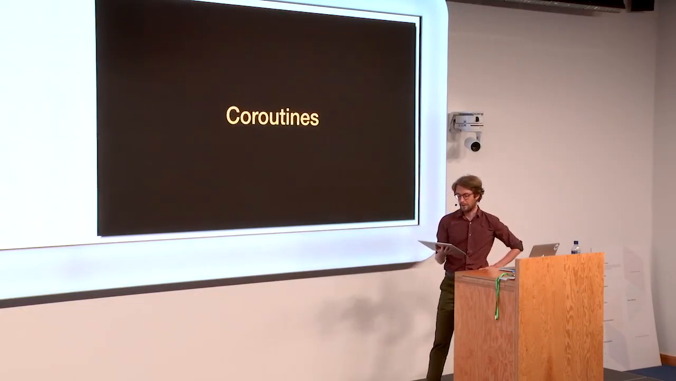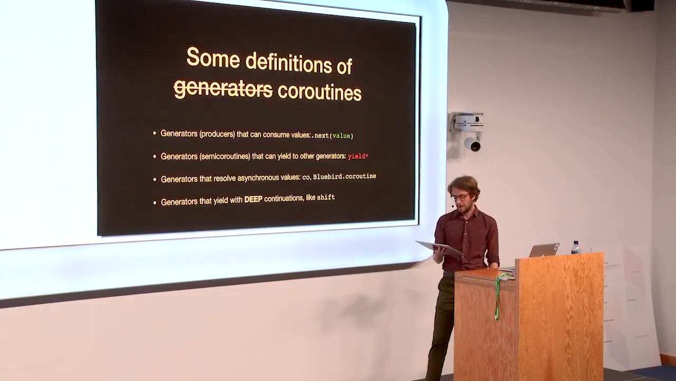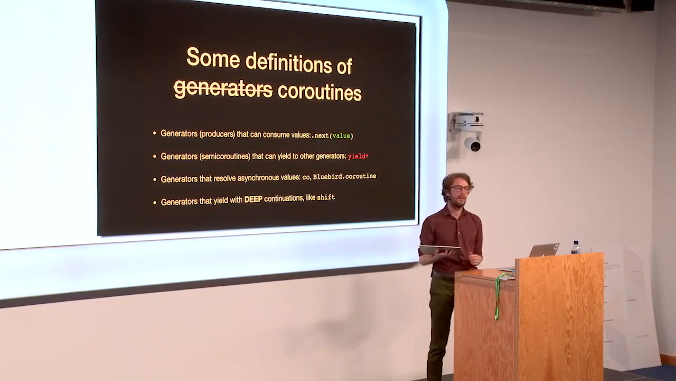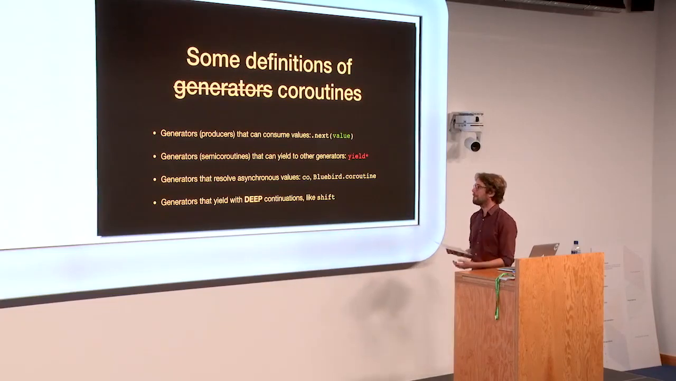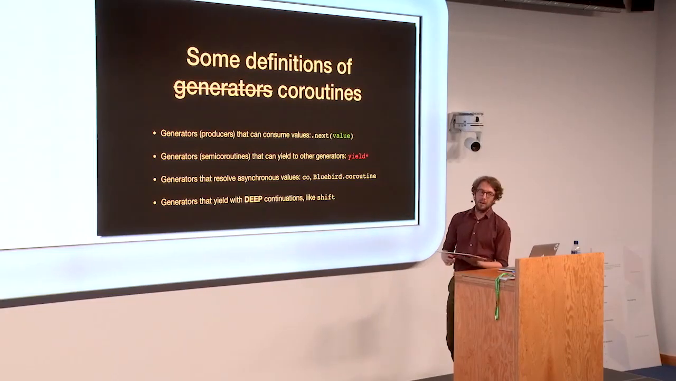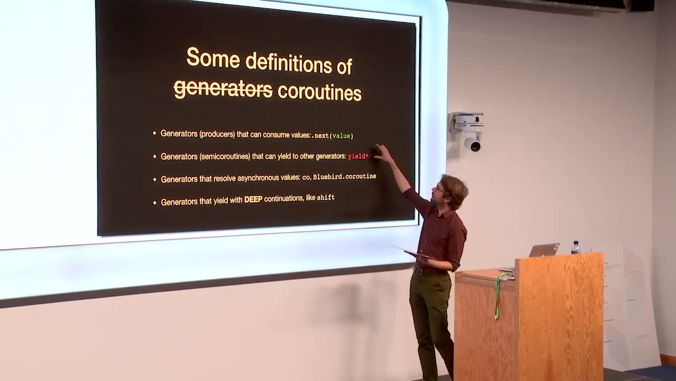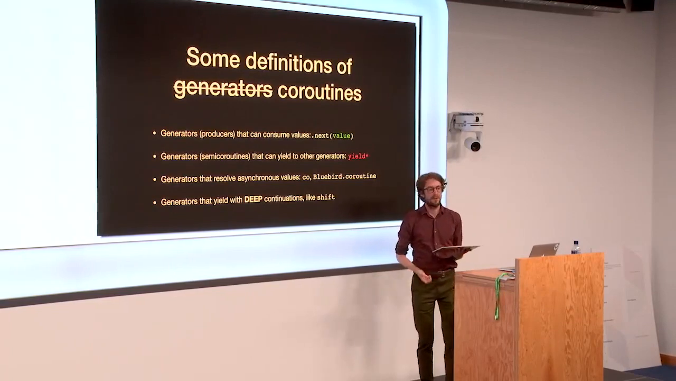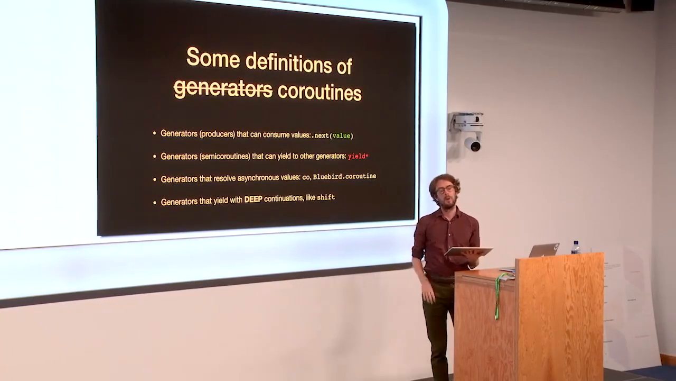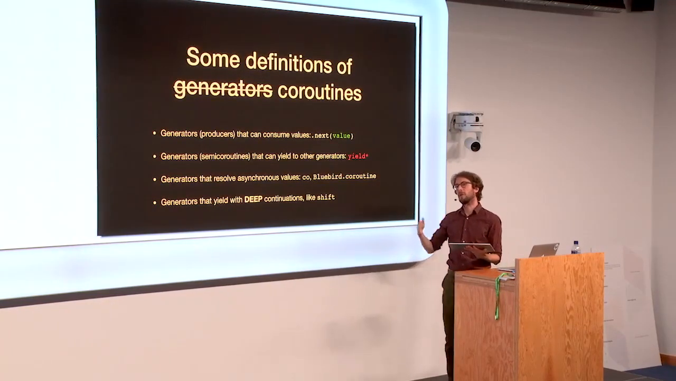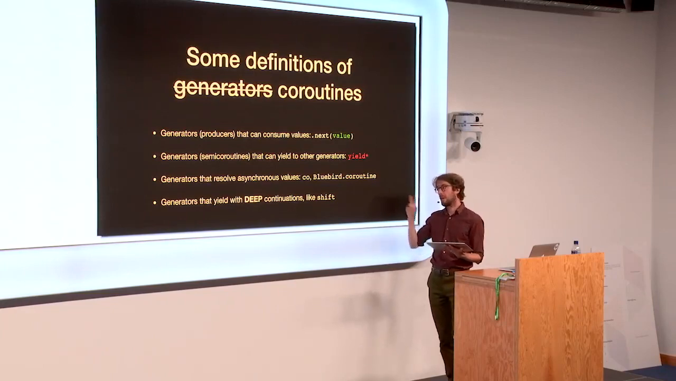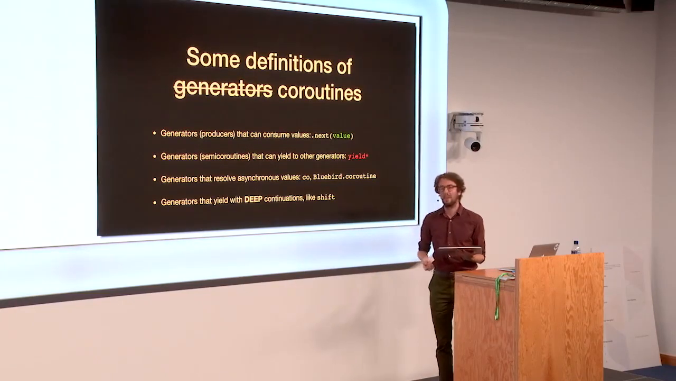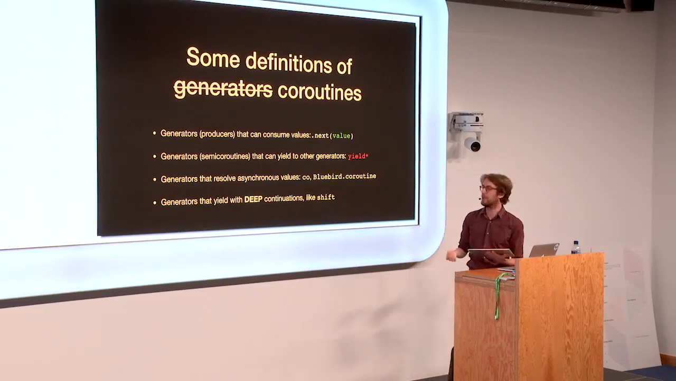So let's have a look at coroutines. It's an incredibly overloaded term. There are very many different definitions of it. In languages that aren't JavaScript, you sometimes find these definitions, so for example, some languages have generators that you can't pass values into, or generators from which you cannot call other generators. In JavaScript, you can do both of those things, so we don't tend to think of those as coroutines, we just call them generators.